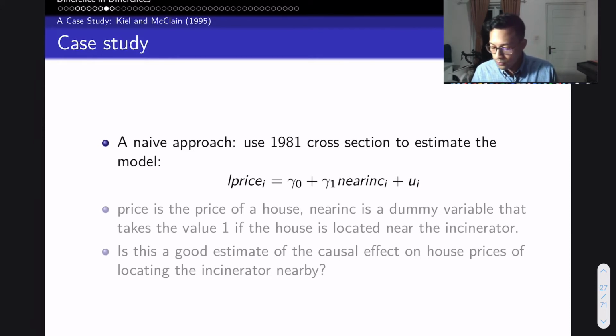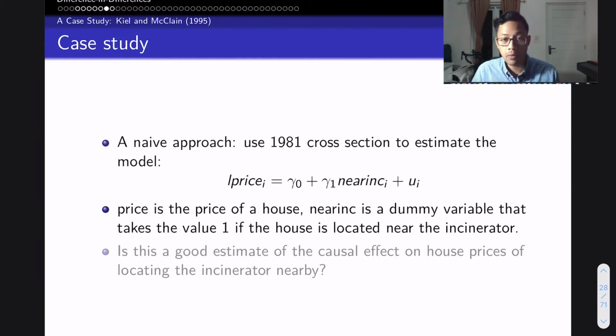And we want to see by how much the prices actually differ in these two settings. For this particular exercise, we want to do a simple linear regression of log of prices on a dummy variable referred to as near inc. Again, our parameter of interest is going to be gamma 1. Gamma 1 is going to indicate the difference in prices between houses far away from the incinerator and houses near the incinerator. So the main question is, is this going to be a good estimate of the causal effect on house prices of locating the incinerator nearby?